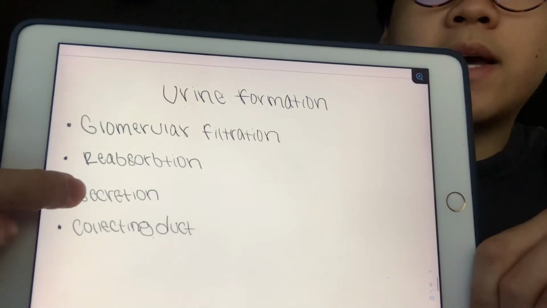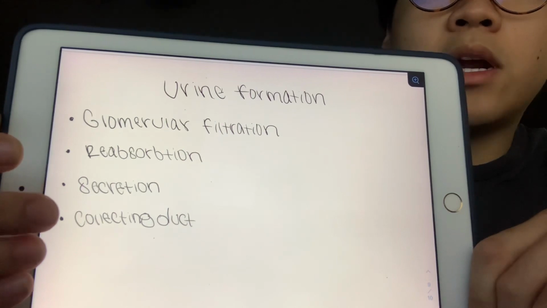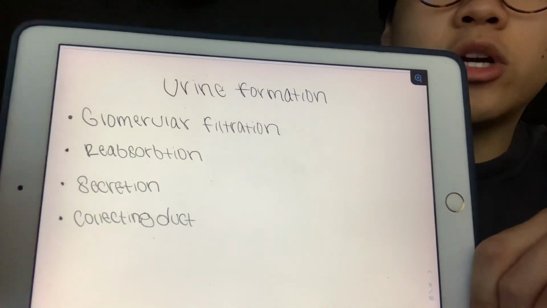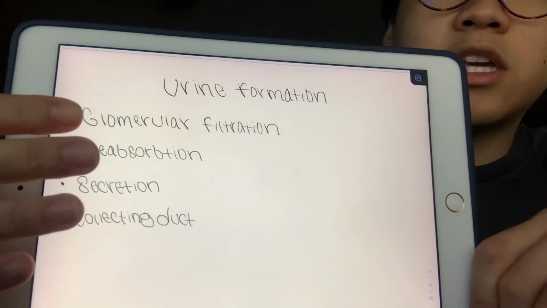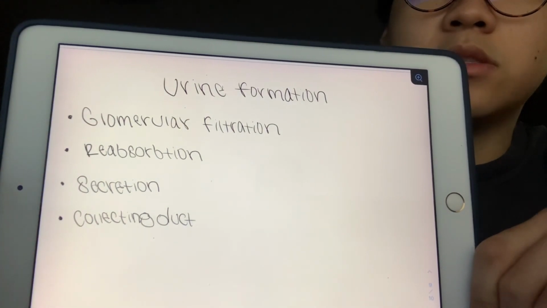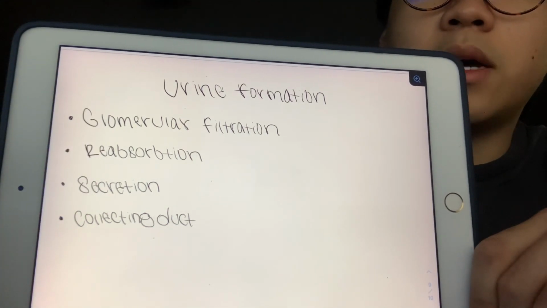Next we have secretion, and within secretion, this is where waste such as urea is removed. If you have drugs in your body, they also get secreted out, along with other unwanted items that we don't need, such as excess water. That's going to be secreted out of our body.